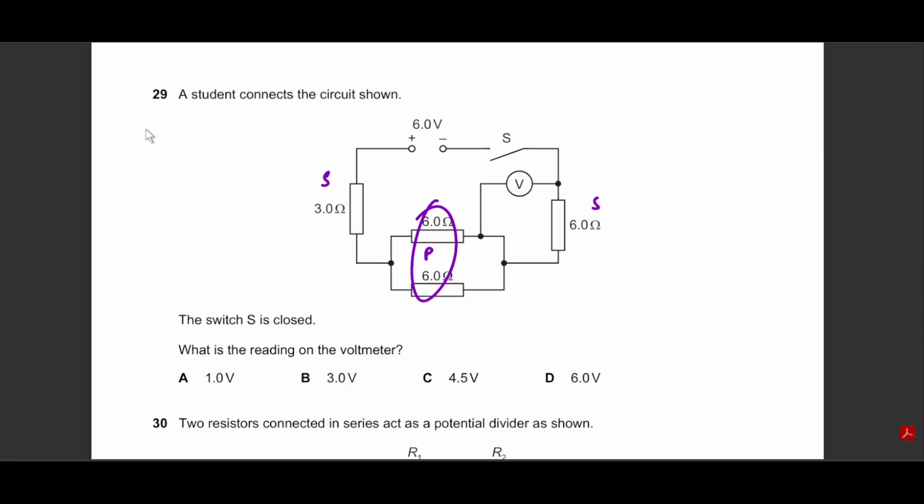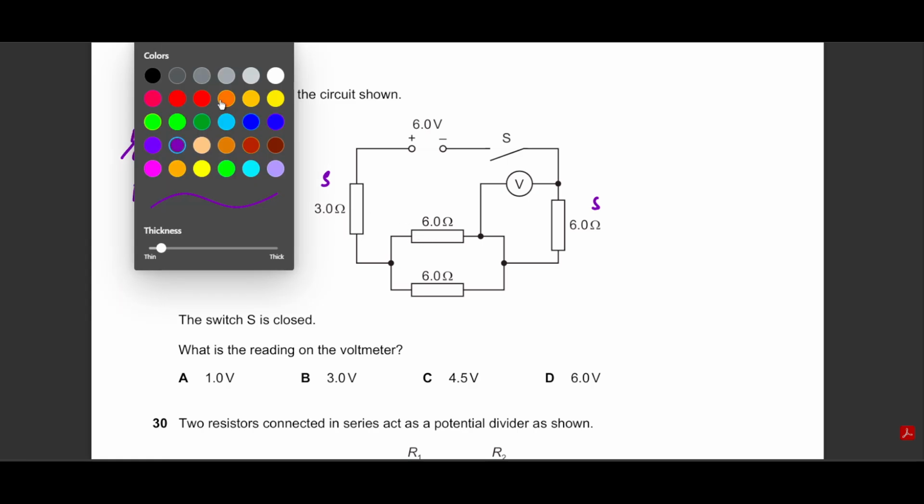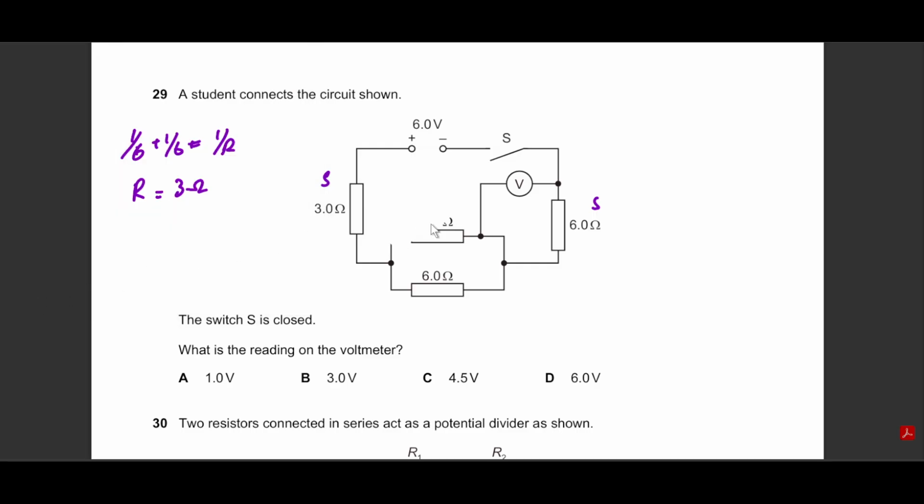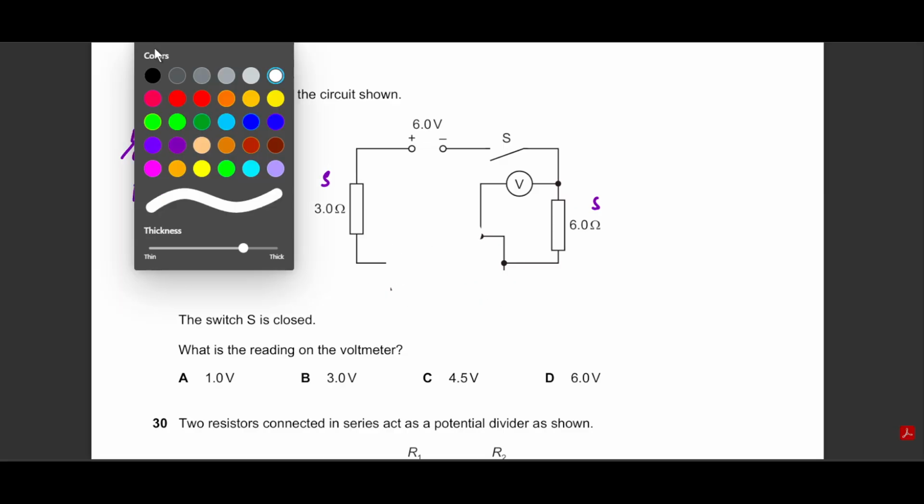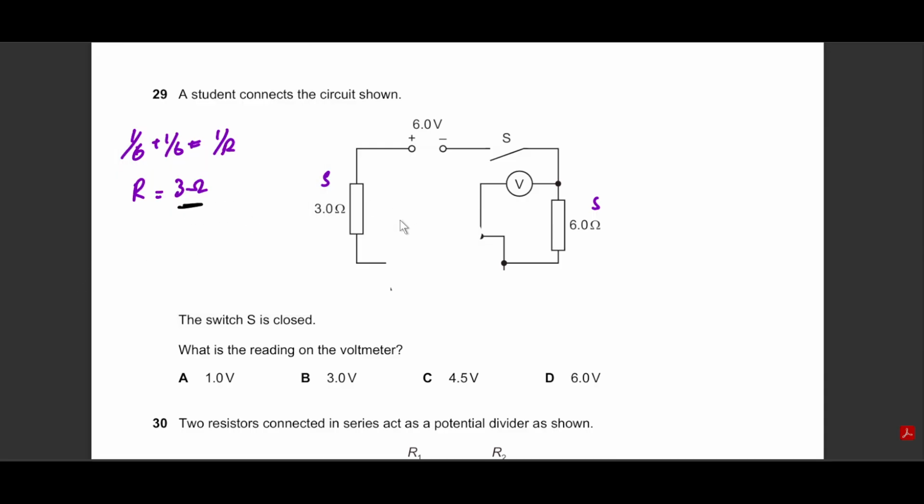We have developed a trick that if there are similar resistors in parallel, we can just halve the value of one of them. Or if you want to apply the formula properly, this will be 1 by 6 plus 1 by 6 equals 1 by R. The R after LCM and reciprocal is going to come out as 3 ohms. You can try this. Now, we have combined these two resistors together to look like a single resistor that will have a value of 3 ohms. So in place of them, we have 3 ohms connected here, like this.